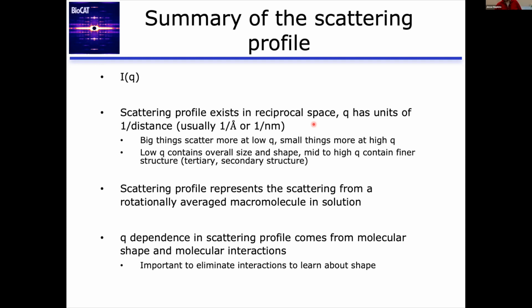The scattering profile itself, as I mentioned, represents the scattering from the rotationally averaged macromolecule in solution, so we've lost information. That is an important point, and it'll show up again as we talk about more advanced analysis and how we deal with some of those limitations. The Q dependence in the scattering profile comes from the molecular shape and the molecular interactions. So if you want to learn about the shape, it's important to eliminate the interactions. To verify that these interactions have been eliminated, especially if you're doing batch mode, you need to do a concentration series, looking at several different concentrations to make sure you're not seeing that effect in your profile.